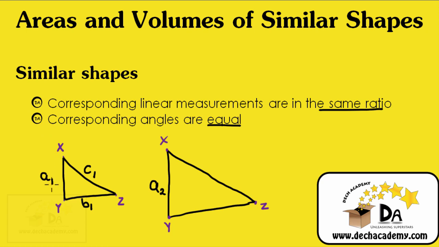So side XY has a length equal to A1. A1 is just a variable representing any length. So it could be 10 centimeters for instance. I'll call this triangle 1. I'll call this triangle 2. Side XZ in triangle 1 has a length of C1. Side YZ in triangle 1 has a length of B1. Side YZ in triangle 2 has a length of B2, and side XZ in triangle 2 has a length of C2.